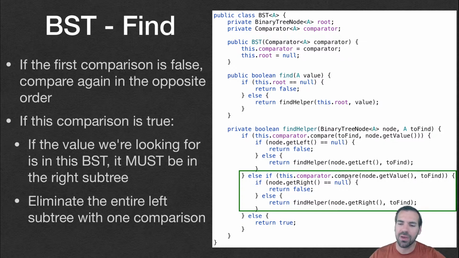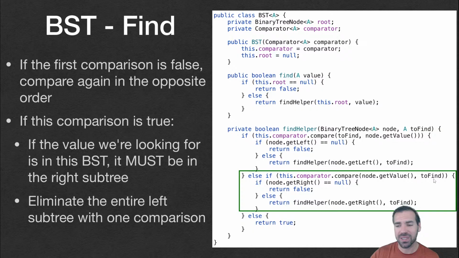We're going to call the comparator again, but swap the values of the arguments. So now instead of saying, does the value I'm looking for come strictly before this node's value, now we're going to say, does this node's value come strictly before the value that I'm looking for? And if it returns true, if it says, oh yeah, this node's value definitely comes before the value you're looking for, if that returns true, we're thinking right, we're looking right, we're going to the right.